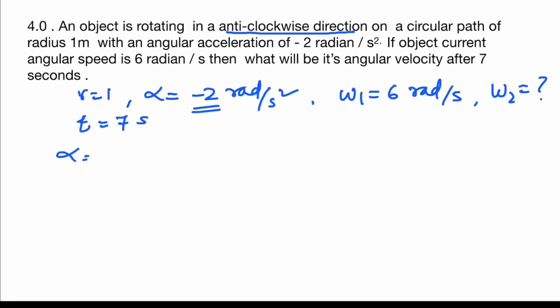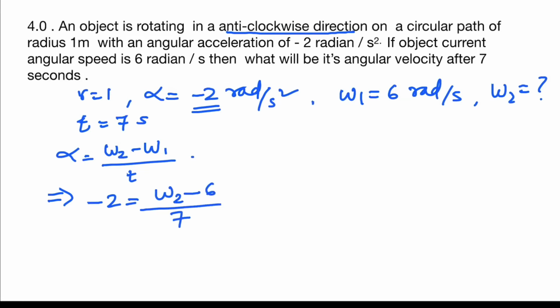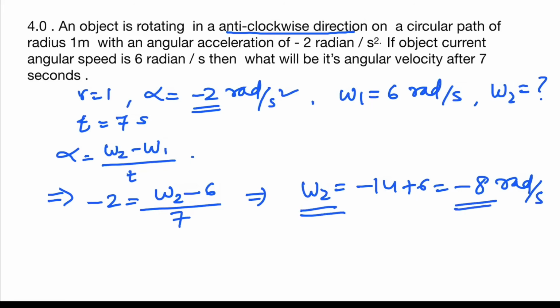Here alpha is given by the change in angular velocity, omega 2 minus omega 1, divided by the change in time, which is t. And this can be written as minus 2 equal to (omega 2 minus 6) divided by 7, or that means omega 2 is equal to minus 14 plus 6, that is equal to minus 8 radians per second. So here you see the angular velocity is in negative direction.